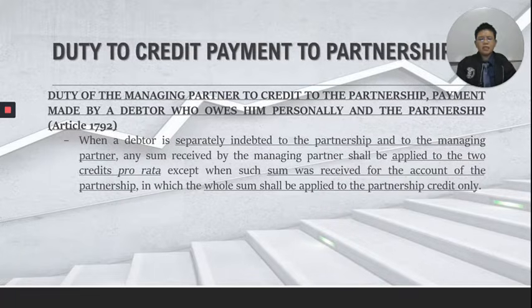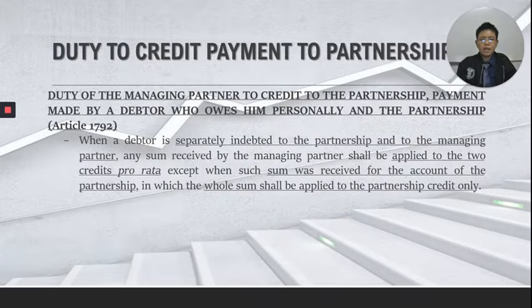Now, let us say, class, yung sum collected from the debtor by the managing partner is a sum for his own account, personal account. So, ang kinolekta niya is yung para sa sariling account niya or yung utang ng debtor to the managing partner. Now, under the law in 1792, the managing partner has an obligation to share yung sum collected with the partnership. So, hindi niya pwedeng solohin to. But the sum collected will be applied to the 2 credits pro rata. So, it will be applied to the debt of the debtor to the partnership and also to the debt of the debtor to the managing partner.